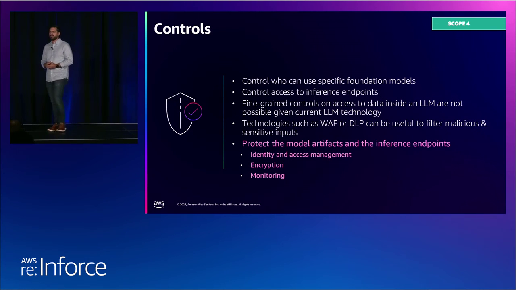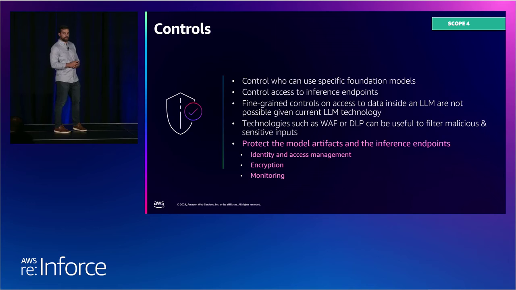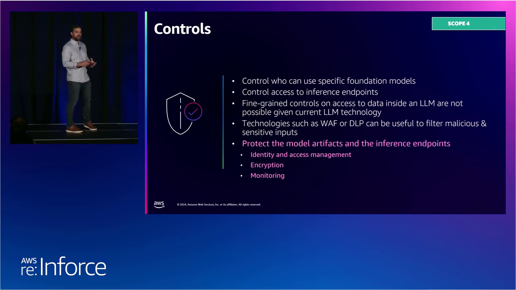So with that, what controls for Scope 4 should we consider implementing? Well, first, identity and access management for each of those fine-tuned models. Second, encryption. With Amazon Bedrock, for instance, we can leverage KMS, where you can bring your own encryption key material in order to encrypt those fine-tuned models. And then finally, we want to look at monitoring use of those models for any irregularities. So perhaps somebody is using the model in an application that you didn't anticipate. Making sure that you have proper monitoring in place will help to catch those sorts of things early.